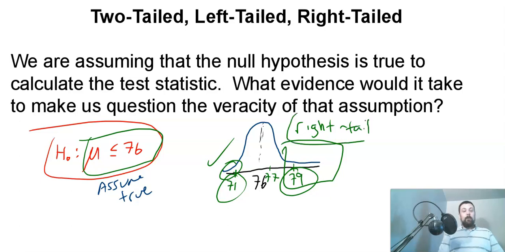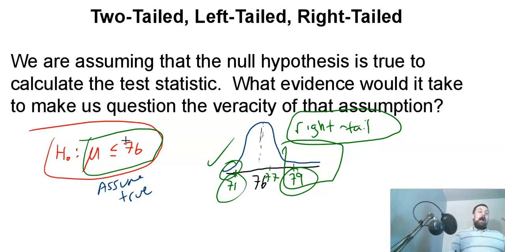So whatever our value for alpha is, we put all of it into the right tail because that's the area of concern. That's the area where I would start to doubt the assumption that the null hypothesis is true. If it goes into the left tail, I don't care. It actually fits my assumption, and so it's not a concern for me. It only becomes a concern if it heads towards the right tail. So this is a right tail situation.